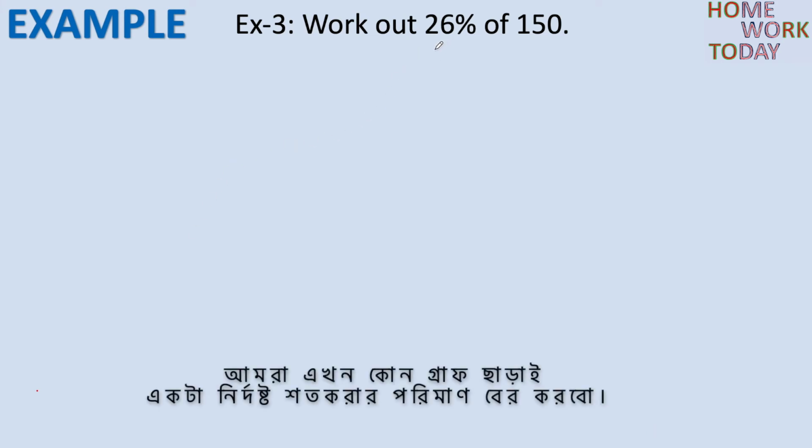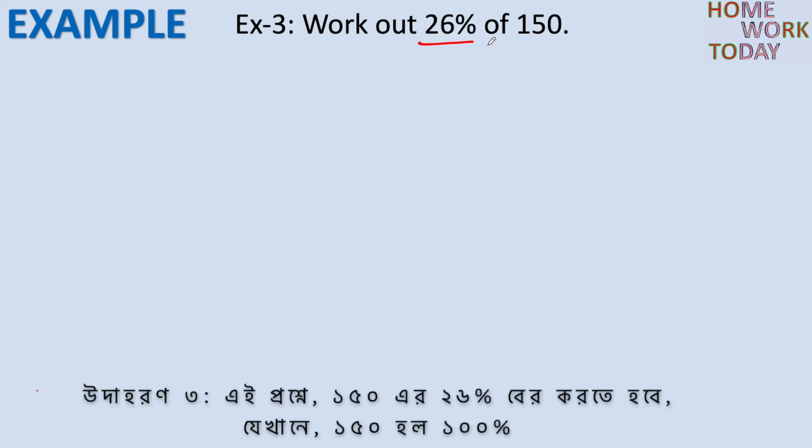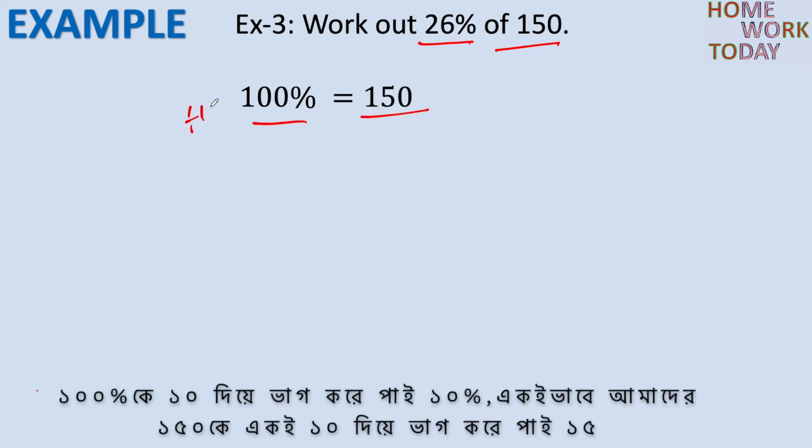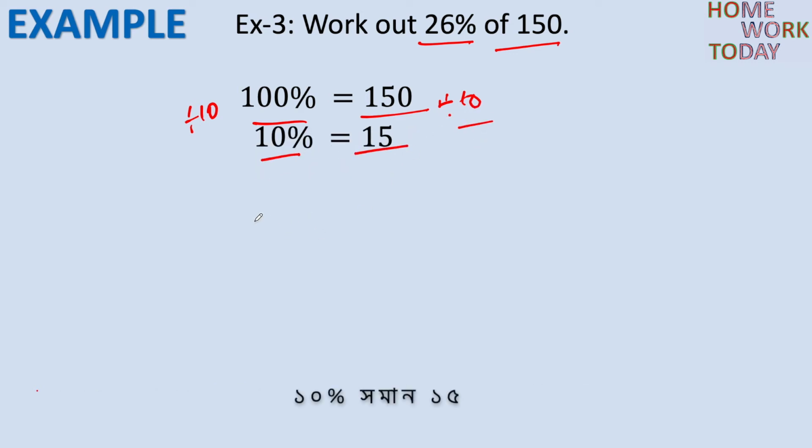We'll work out the amount of this percentage without a diagram. Example 3. In this question, we need to find out 26% of 150. So 150 is 100%. 100% is equal to 150. If we divide 100% by 10, we get 10%. We also need to divide 150 by the same 10 and we get 15. So 10% is equal to 15.